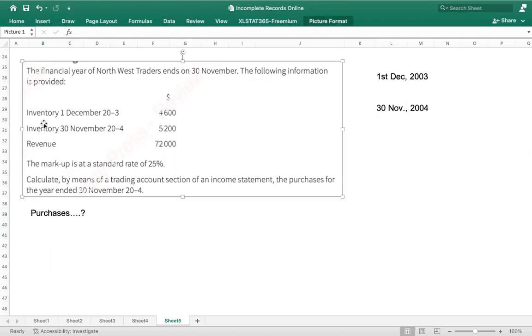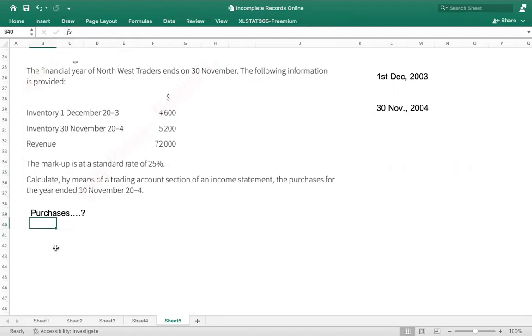We have opening inventory, we have closing inventory, we know the revenue, but we don't know the figure of purchases. Now, how to use this markup information to find out the value of the purchases? So this is the task actually. This is what we are supposed to do. So see what we will do.